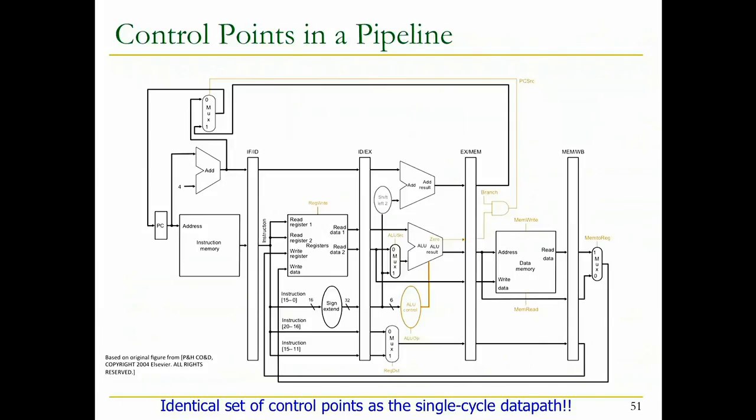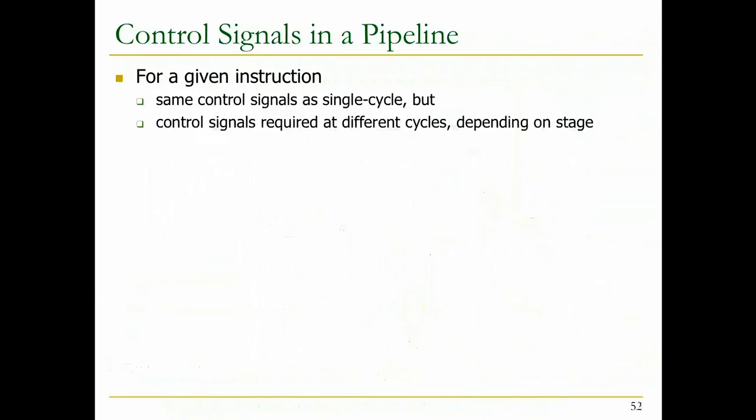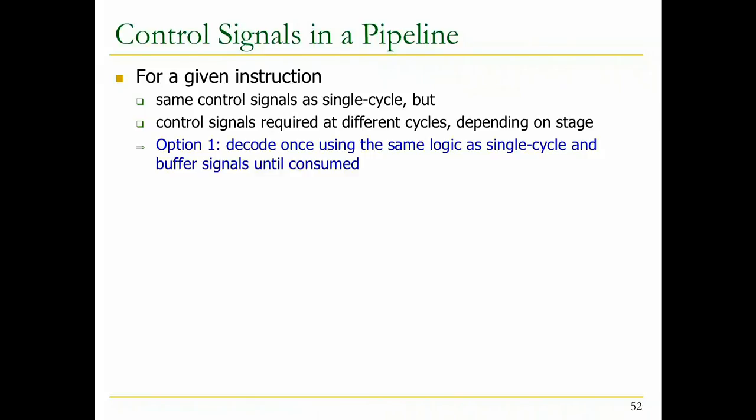There's nothing really that different because we're controlling the same data path, except we've added some things to the registers. So, what kind of control signals do we want? For a given instruction, we have the same control signals, but control signals are required at different cycles, right? Depending on the stage. For example, when you're writing to the register, that control signal is required at that time. It's not required earlier, but you need to carry it with you.